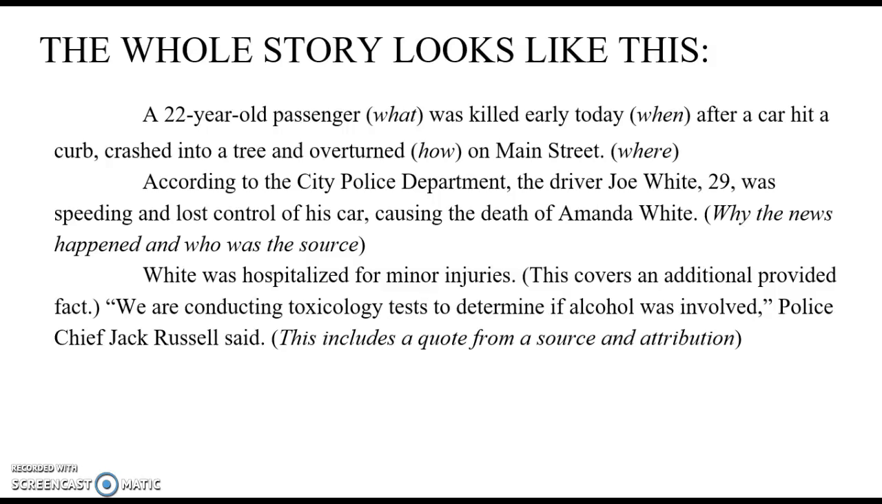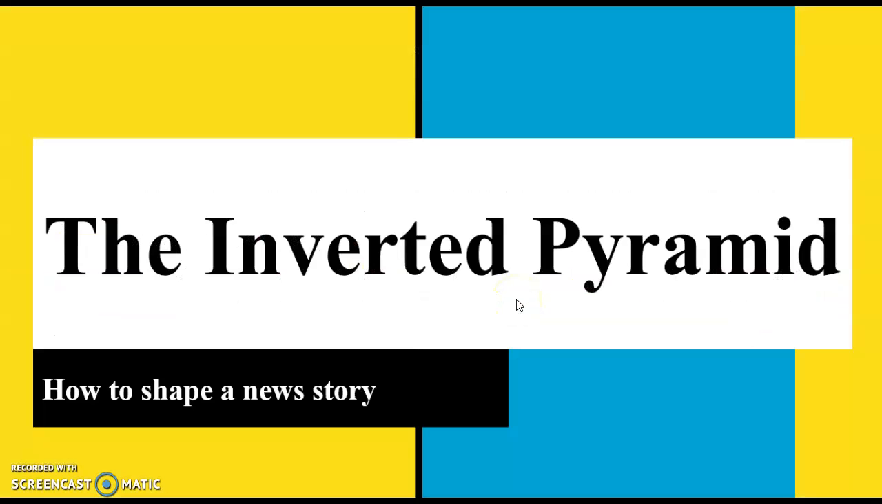Notice that the whole story includes all of the W's and that additional information is provided that helps the reader fill in the gaps. Especially that attribution information. And that's the inverted pyramid, how to shape a news story. So let's get started writing.